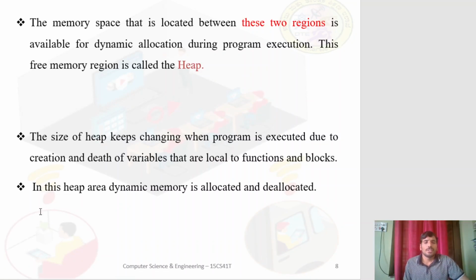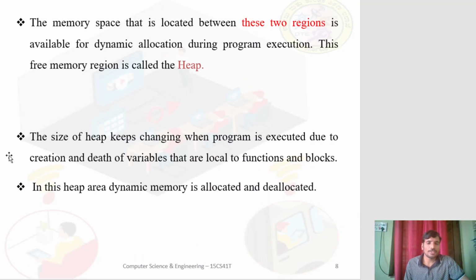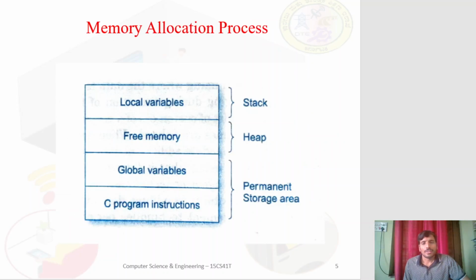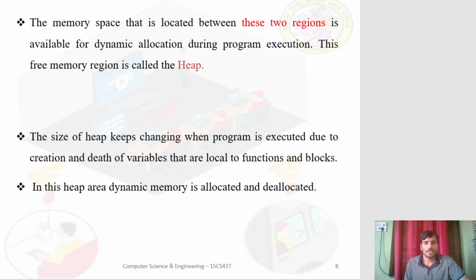Right? In this heap area, dynamic memory is allocated and deallocated. So in our chapter we are discussing dynamic memory allocation. The entire chapter's concepts are the discussion of heap area only. Whatever memory allocation or deallocation takes place, that takes place in heap memory. Understood, students? Fine.